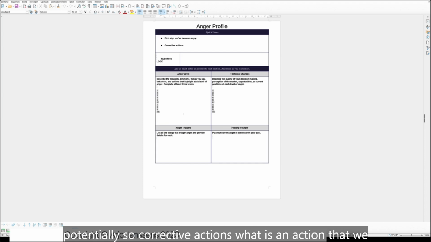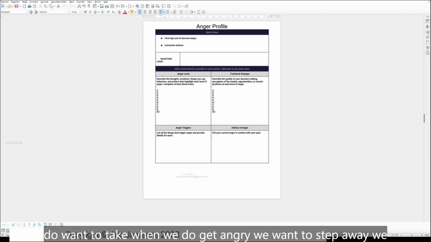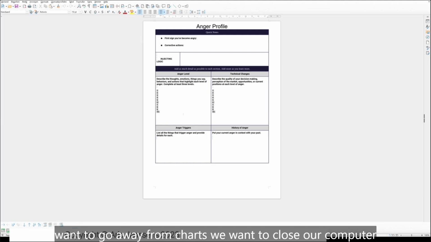So corrective actions. What is an action that we do want to take when we do get angry? We want to step away. We want to go away from charts. We want to close our computer, etc. We want to maybe go out for a walk, meditate, whatever helps you. So we want to at least be out of the charts. When we are angry, when we are noticing obstacles, we don't want to do anything. We want to get away from the chart.